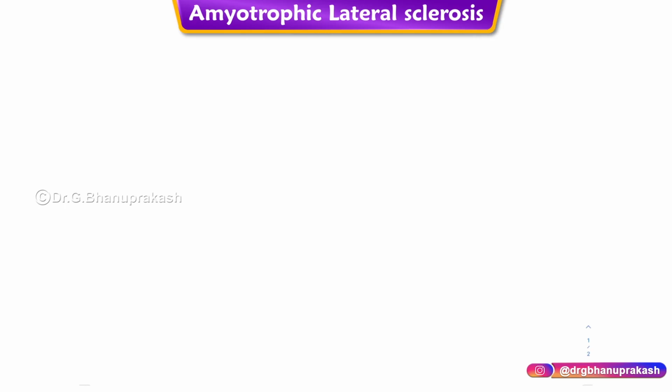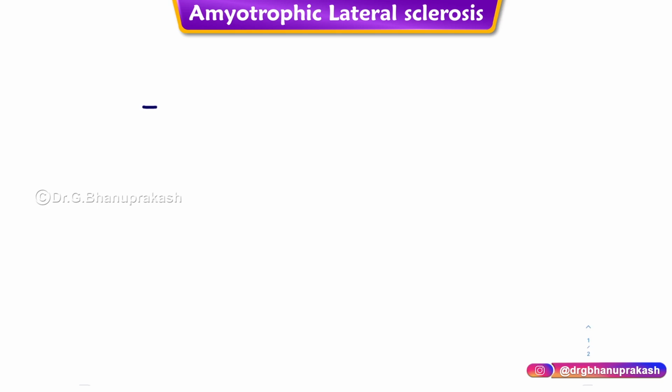Today we are going to discuss one of the very important neurological conditions known as amyotrophic lateral sclerosis. We are going to discuss in detail its introduction, the risk factors or etiology, and also the clinical manifestations, diagnosis, and finally the treatment. Okay, let's start with the introduction, guys.